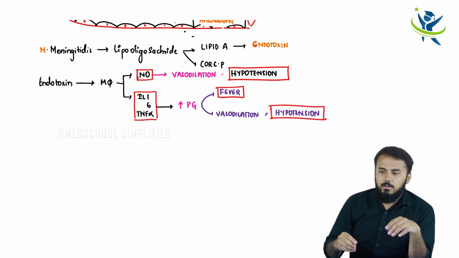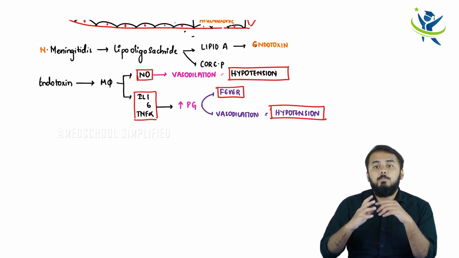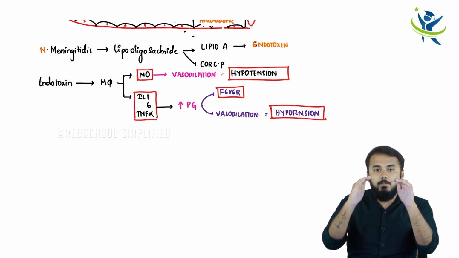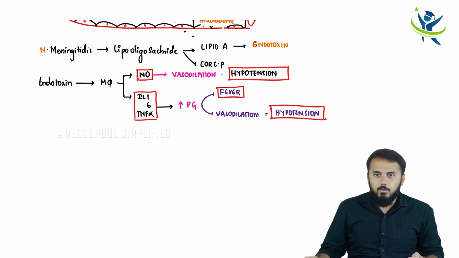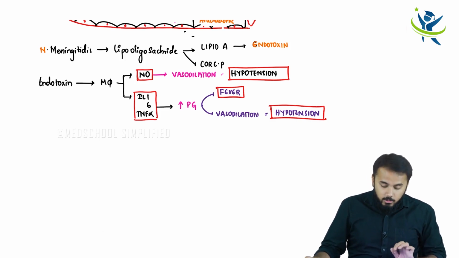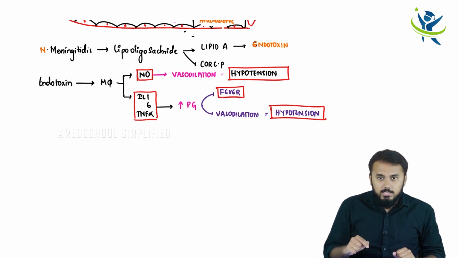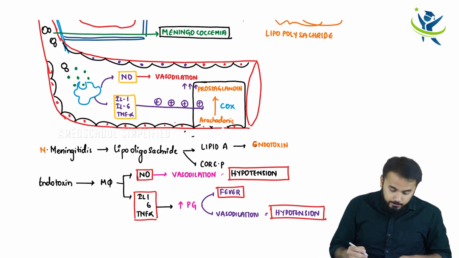For example, if right now within 2 seconds there is a heavy influx of endotoxins, then the hypotension will be so severe that the patient's blood pressure will fall down suddenly, and that is called a shock. Next important thing, these endotoxins also do another thing. Look here.